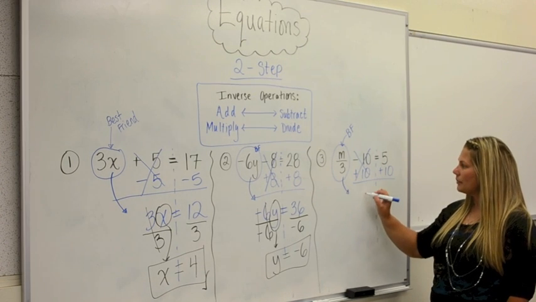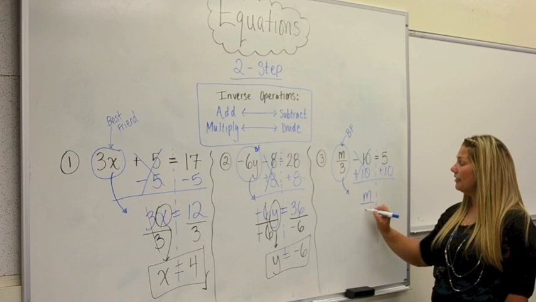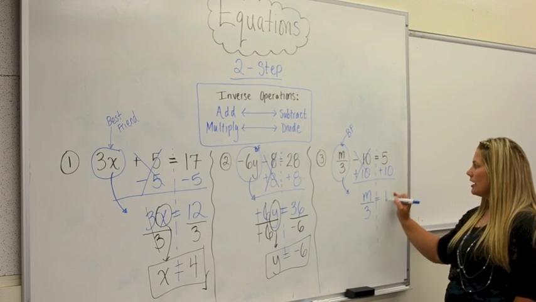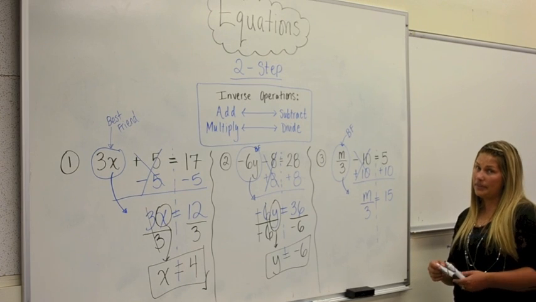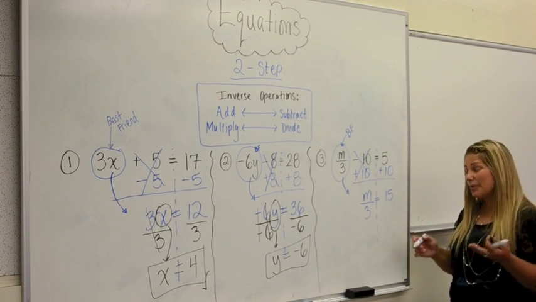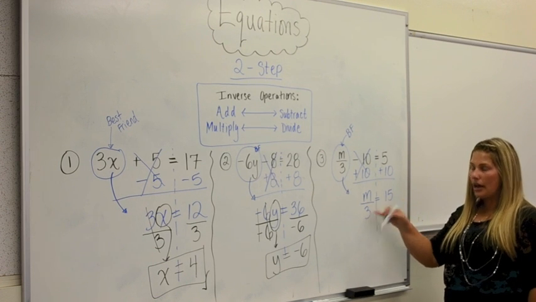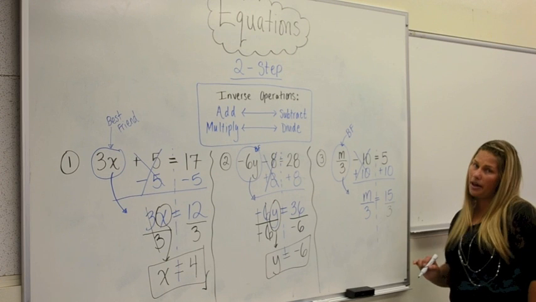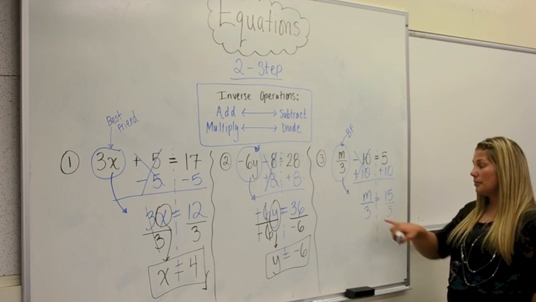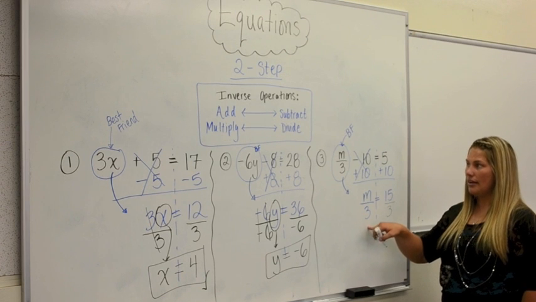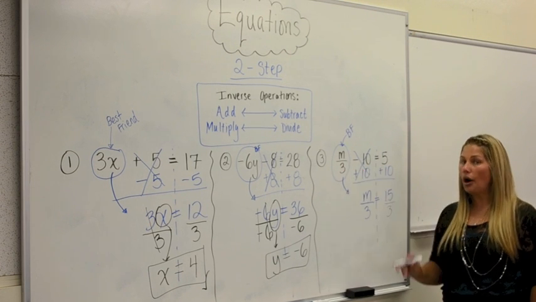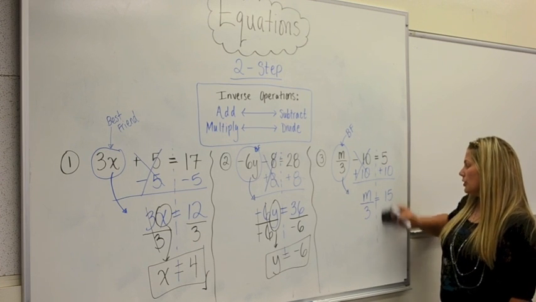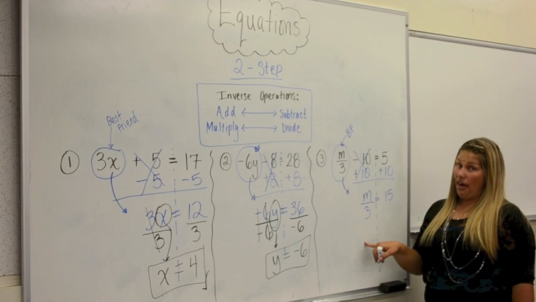When we bring this down, we still have m divided by 3 equals 15. Remember, the most common mistake people make is they see a 3 on the bottom here, and they put a 3 on the bottom there. But what you have to remember is, I didn't put that 3 there. It was already in the problem. So what I have to do is get rid of that 3.